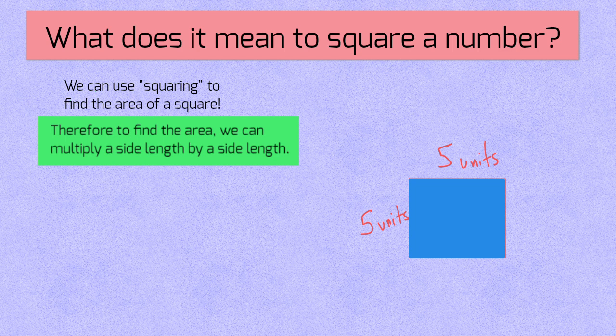And so if I wanted to square that and write it as an exponential expression, I would take 5, that's my base. And how many times am I multiplying 5 by itself? I'm multiplying 5 by itself 2 times. That's my exponent or power. 5 raised to the second power is 5 times 5, which equals 25 square units.